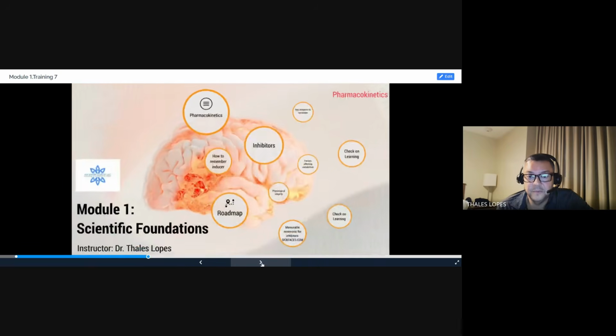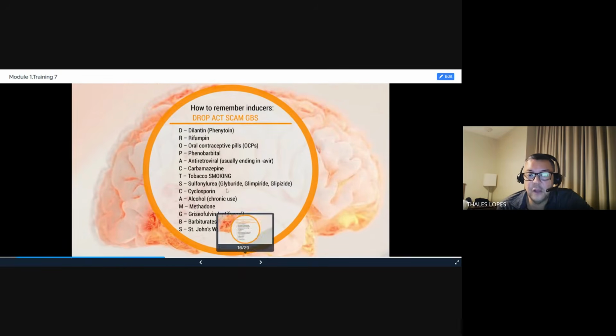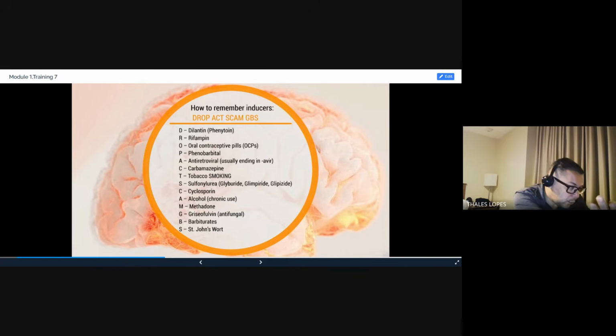So now let's take a look at how to remember. This is one way of doing it. It's not necessarily the right way, but it is how I would do it. I would not waste my time memorizing both inducers and inhibitors. I like this one, and this one I remember every time. Drop, act, scam, GBS. So if my medication is not an inducer, I will assume it is an inhibitor.